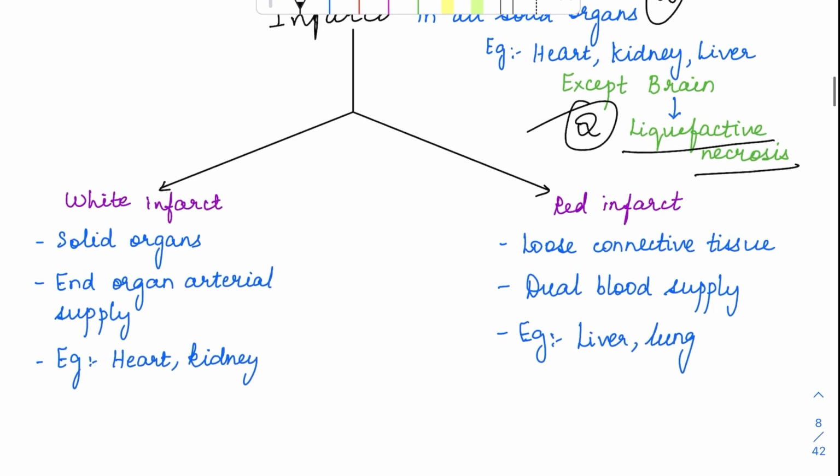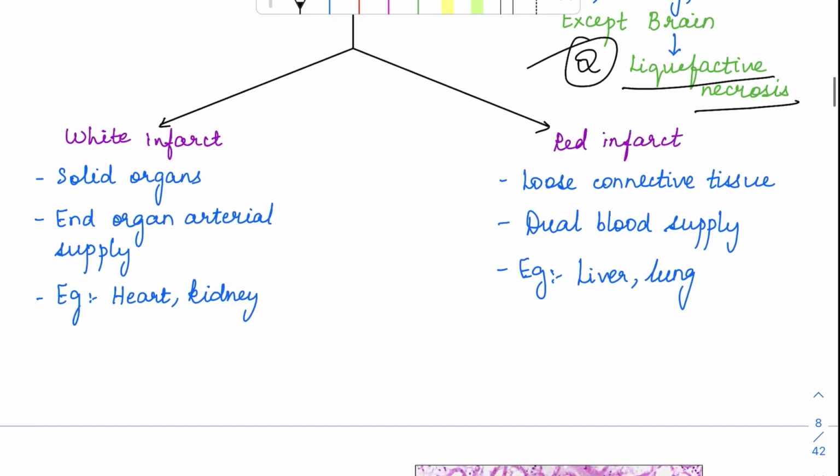White infarct is going to be present in solid organs. Whenever there is an end arterial supply, if that vessel is occluded, there is no other blood vessel to compensate for this ischemia. So that part of the organ which is supplied by this vessel is going to undergo infarct, which is going to appear white because there is no other blood supply. Examples of white infarct are present in heart and kidney. It usually happens in solid organs with end organ blood supply.